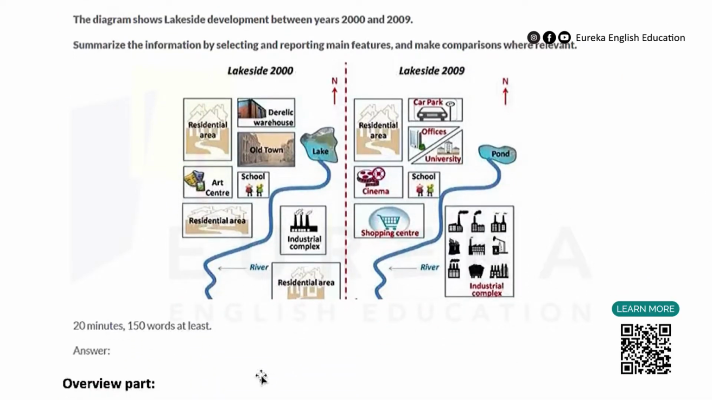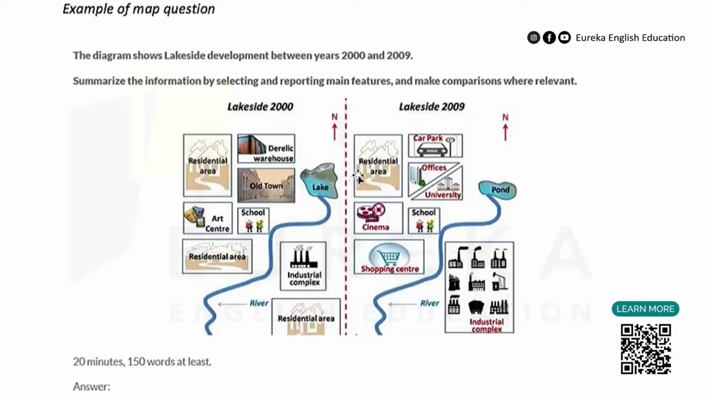I would say that in the overview part, you need to find 2 to 3 key changes, or the most noticeable changes from the maps throughout the period. So find or write 2 to 3 key changes. Let's see some of the changes that occur from these two maps.